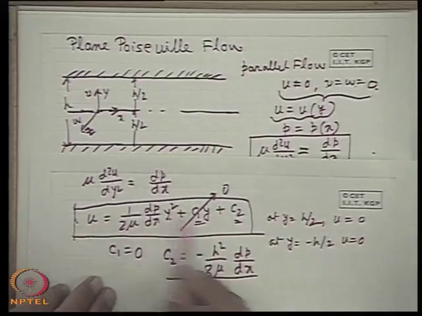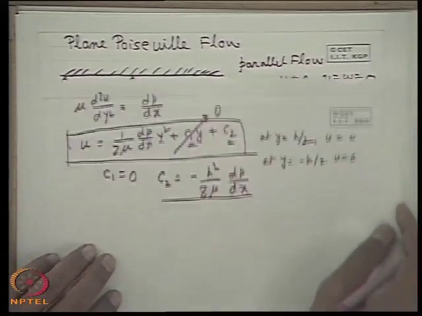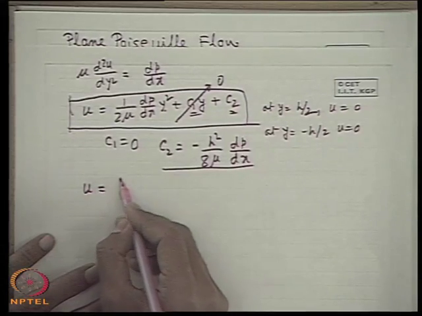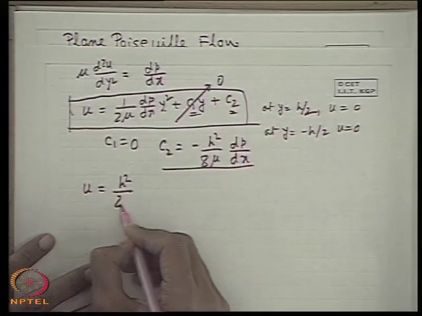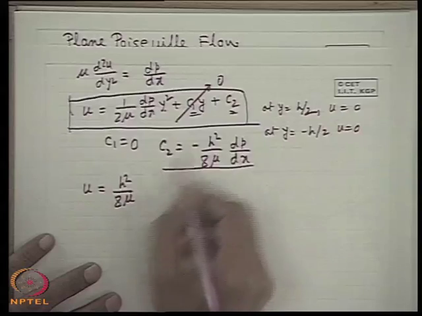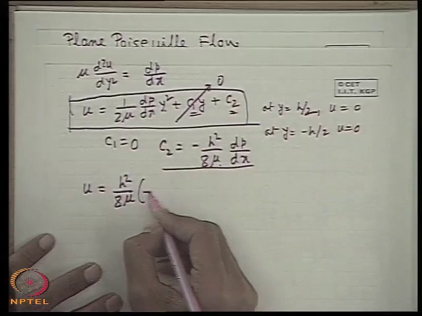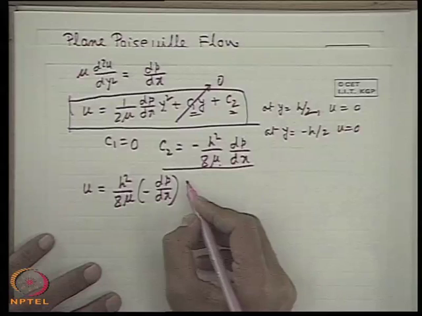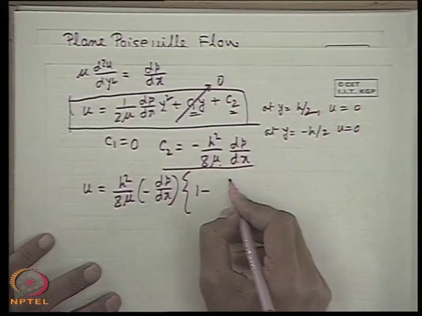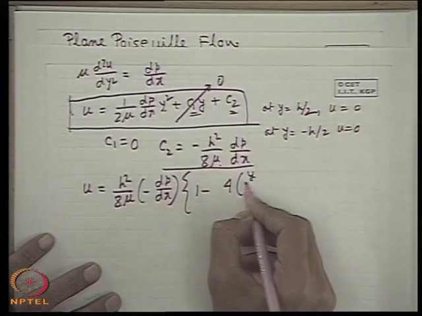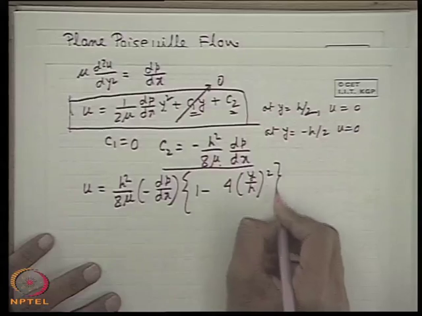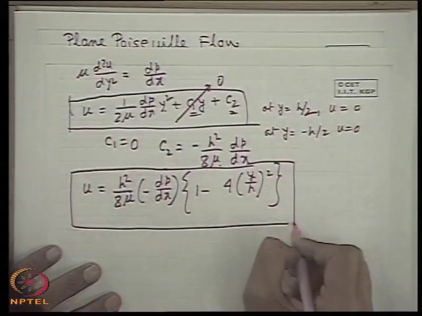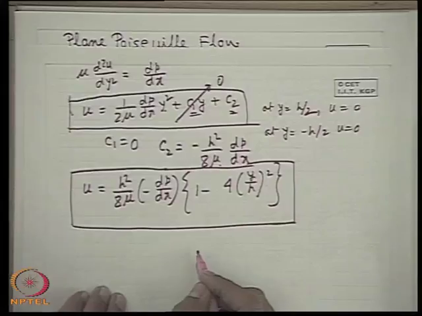Now if I put this value of C1 and C2, I get the expression u is equal to h square by 8 mu, since C1 is 0, and if I put the value of C2, minus dp/dx, written in this fashion, into 1 minus 4 into y by h whole square. So, precisely this is the expression for the velocity distribution for the plane Poiseuille flow.